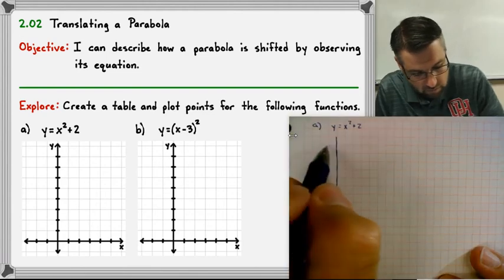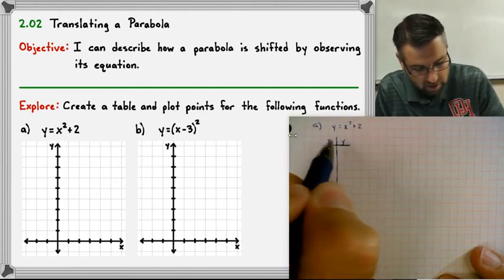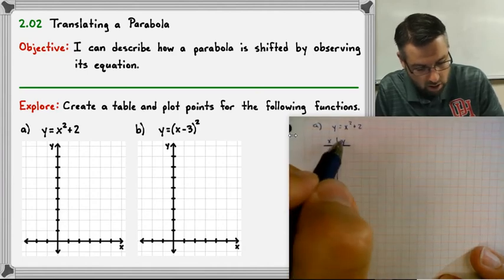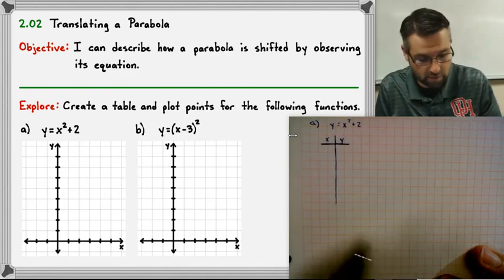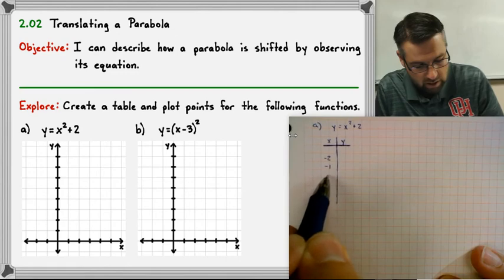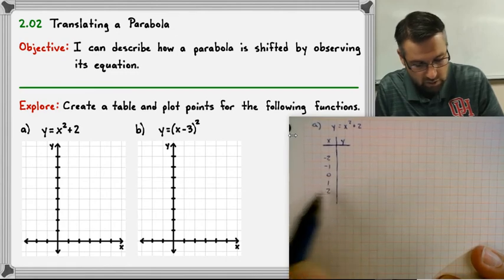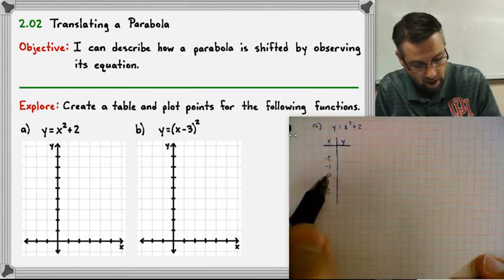When I create this table, it's always a good idea to pick values that are to the left and to the right of the origin just to see what's happening here. So I'm going to go ahead and pick -2, -1, 0, 1, and 2. That's going to help us see at least what's happening in the center of the graph.